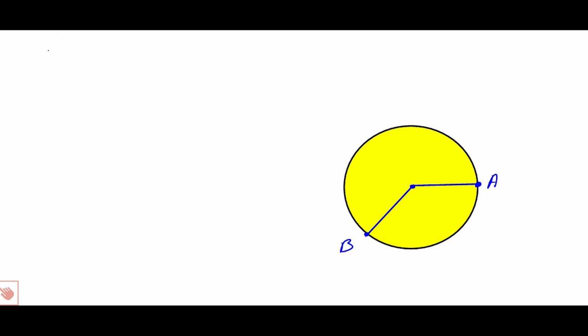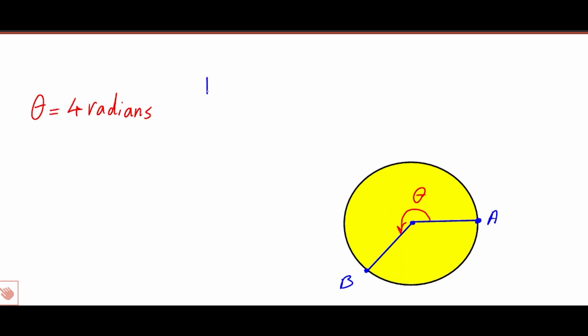And we want to find the distance between these 2 points around this portion of the circle. So here is the theta, and theta is equal to 4 radians, and 1 radian is equal to 57.29 degrees. So 4 radians is equal to about 23 degrees. So theta is here.